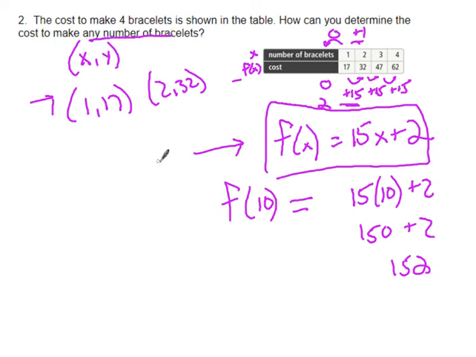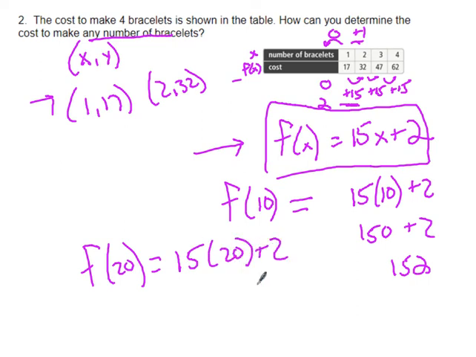So if I want to figure out a function of any number, if I want to figure out how much it costs to make 20 bracelets, I can plug in f of 20, because the function of 20 would be, well, whatever x is, 20. So that would be 15 times 20 plus 2. And that would be 300 plus 2, so it'd be $302.